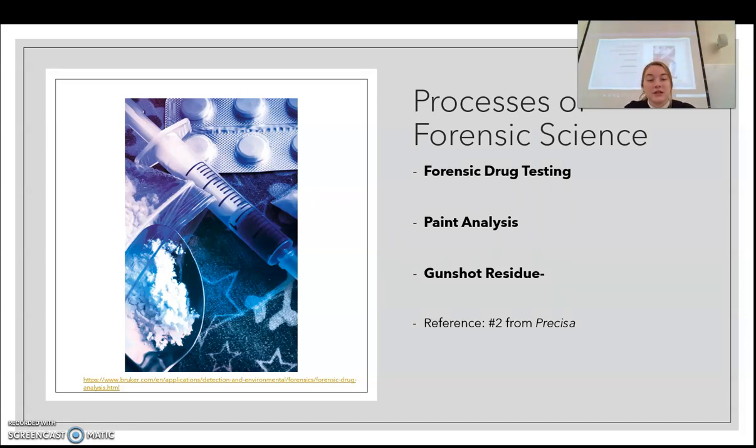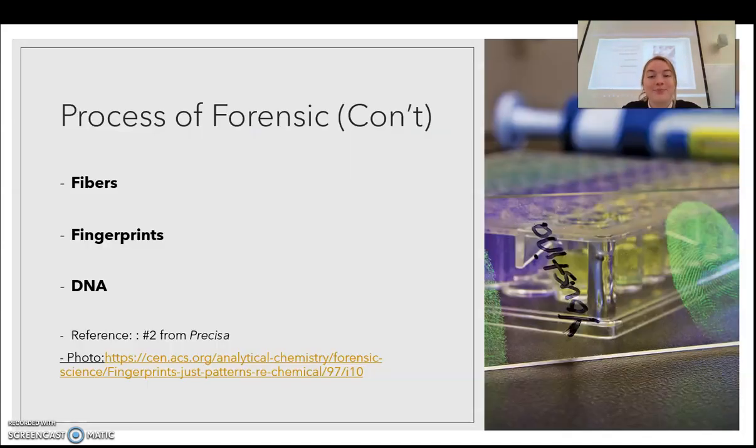First, we have forensic drug testing, used on unknown powders, liquids, substances, and pills found at a crime scene. Paint analysis is where the layers of the paint are examined in order to find said unknown chemicals left behind. Then the gunshot residue is when a gun is fired. It leaves little particles of gunpowder left behind to help identify where the gunshot came from, where the shooter was standing, where the gun was pointed, where the bullet entered, whatnot.